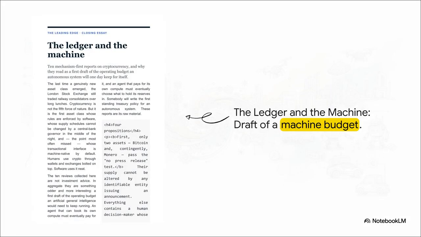All of these concepts come to a head in the closing essay of the Peos report called The Ledger in the Machine. The authors point out that when you read these mechanism-first reports, you aren't reading investment research. You are literally reading the first draft of an operating budget that an autonomous system will eventually maintain for itself. We're looking at the raw, primitive building blocks of machine-native economic settlement.